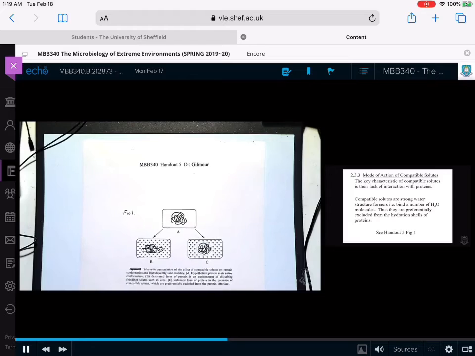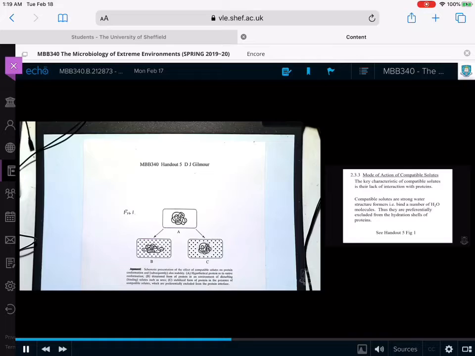Right, so that is my very, well, it's not my diagram, it is taken from a research paper, but a nice simplistic view of how compatible solutes work. You just imagine a hypothetical globular protein that's shown in diagram A in its normal conformation. So that is its active conformation where it's an enzyme. It's catalyzing its reaction quite happily.